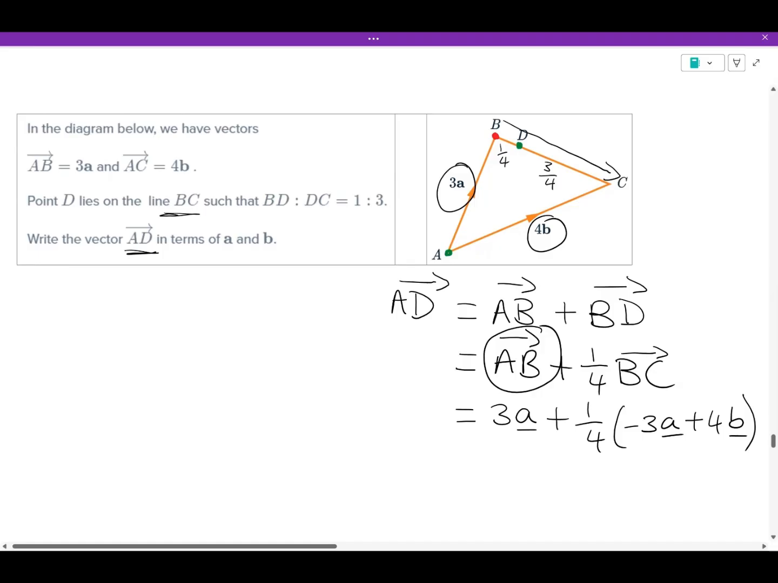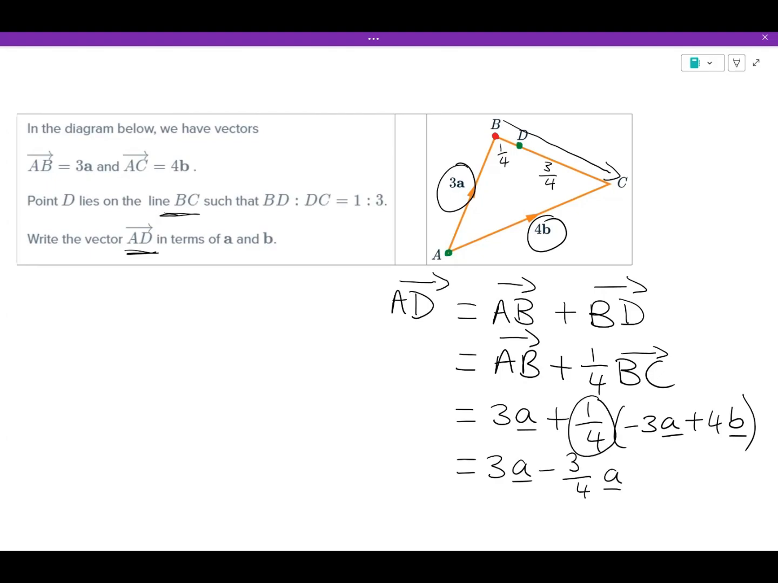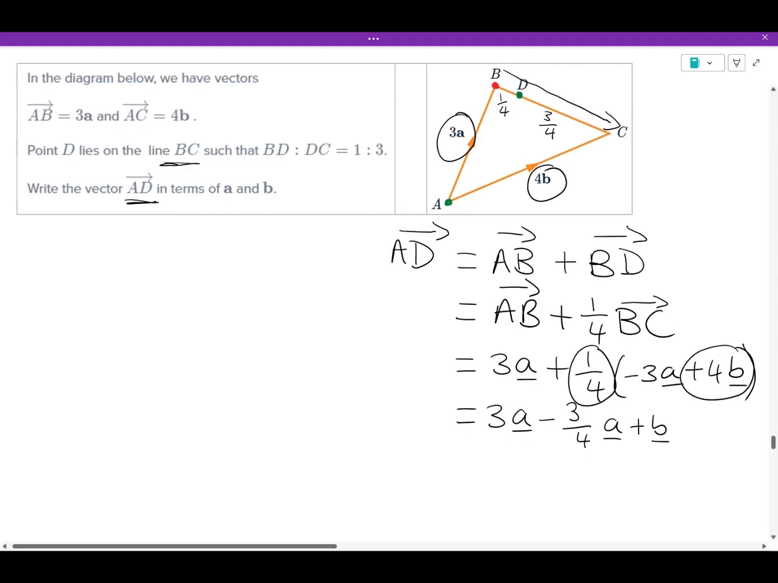Now I've got everything in terms of the lowercase a and lowercase b, our vectors a and b. We can now expand the brackets and simplify. We've got the 3a, and then we've got 1/4 multiplying the bracket. So 1/4 times negative 3a would be negative 3/4 of a. And then we've got the 1/4 multiplying the positive 4b. So that's going to be positive 1b. Now that we've expanded, we can simplify.